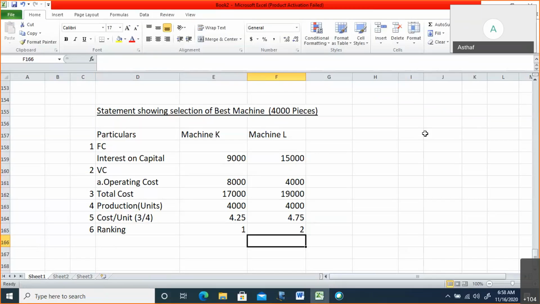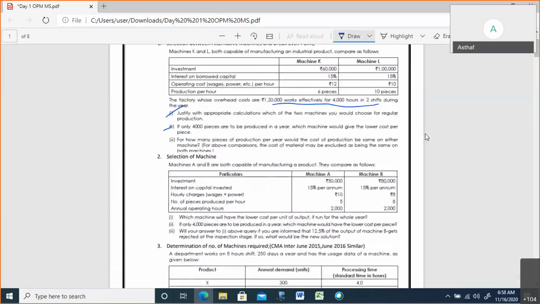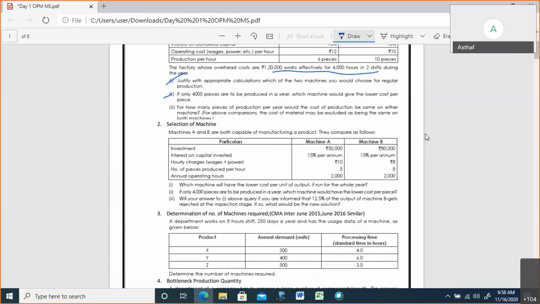Factory overhead, I have already told you, is a common cost. It will come in both cases, so no need to consider.